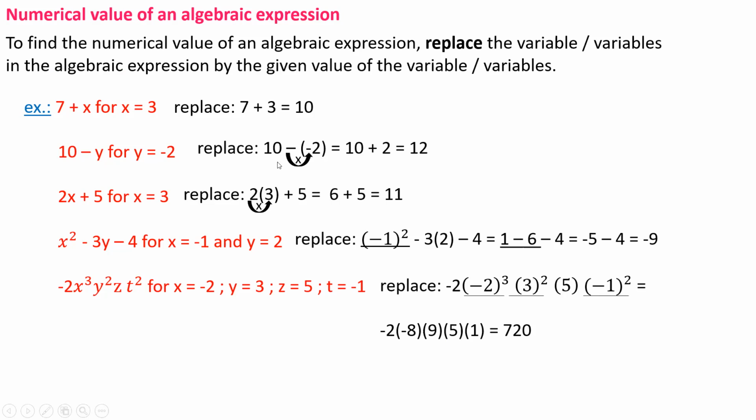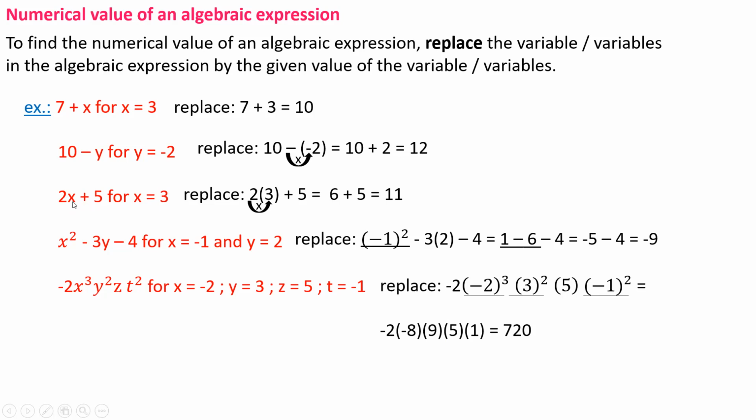Here in calculation, we should follow PEMDAS. So what we do is we multiply the two operations after each other. So we write 10, negative times negative is positive, so 10 plus 2 equals 12. Another algebraic expression, 2x plus 5. This is the algebraic expression for x equal 3. So the given value of the variable is 3.